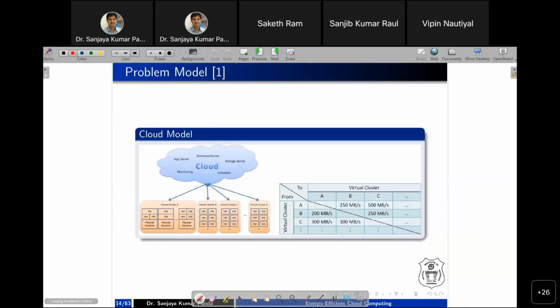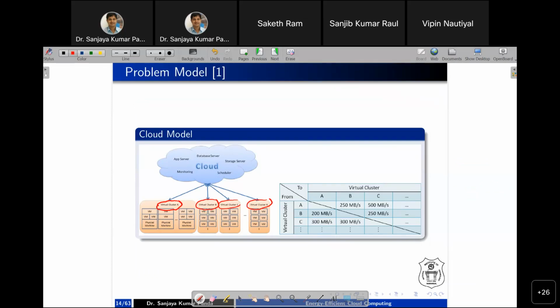Now, sometimes these servers are kept in different clusters. Like here, I have considered different clusters. This is my virtual cluster A, this is my virtual cluster B, this is my virtual cluster C. Like that, you assume that there are X number of virtual clusters. Under a particular virtual cluster, you may have more than one server. And in each and every server, you can create one or more virtual machines.